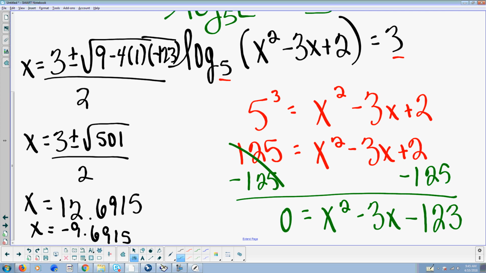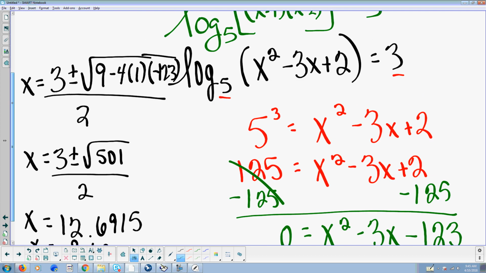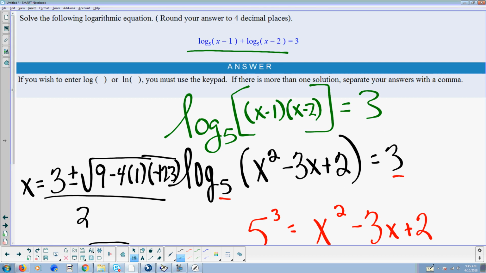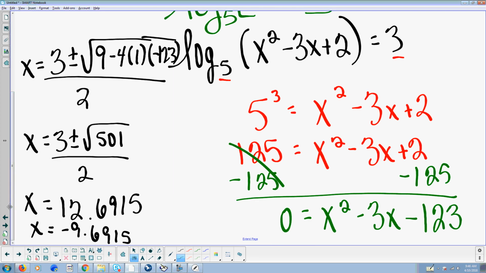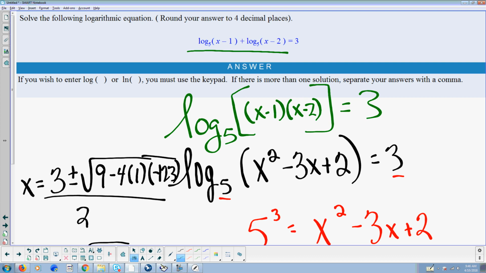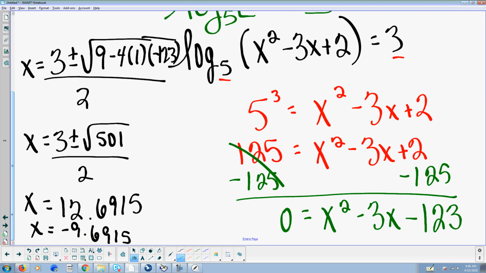9.6915. When you're solving a log equation, you have to consider the fact that we can't take the log of a negative number. So you do have to consider your solutions and consider, do either of those solutions make me take the log of a negative number? So if I substitute in the positive 12.69, 12 minus 1 is still positive, 12 minus 2 is still positive. But if I substitute in a negative 9.69, negative 9 minus 1 is going to be further in the negative. So that's going to mean I'm taking the log of a negative. So the negative answer here has to be rejected as extraneous. You only have one solution, 12.6915.